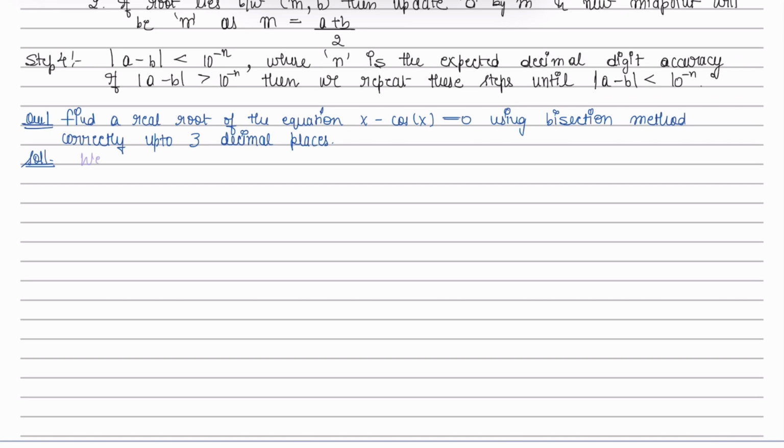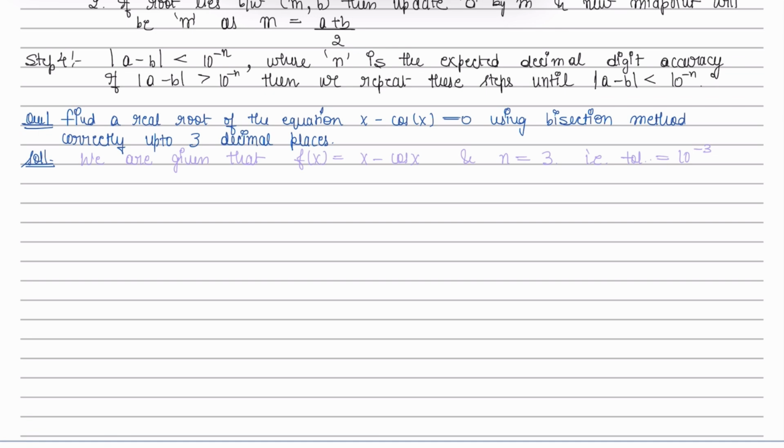We are given that f of x is equal to x minus cos x, and here the value of n is given as 3. That is, the tolerance becomes 10 to the power minus 3. Firstly, we will try to find the initial interval where the root may lie, and for that we apply the intermediate value property.